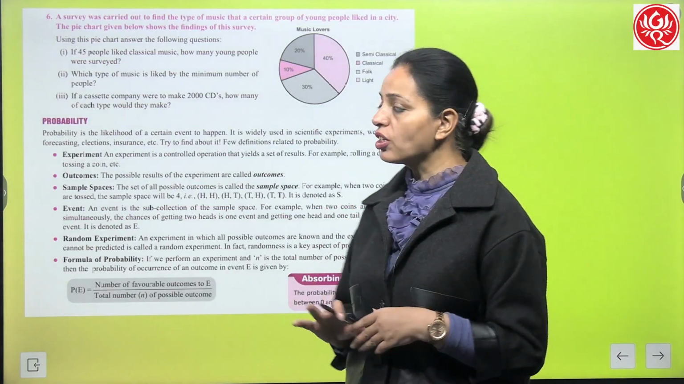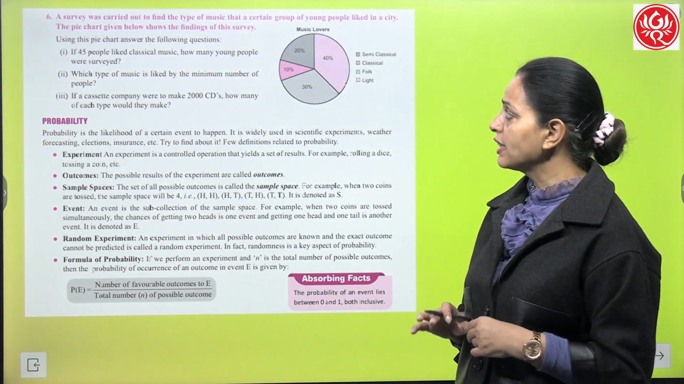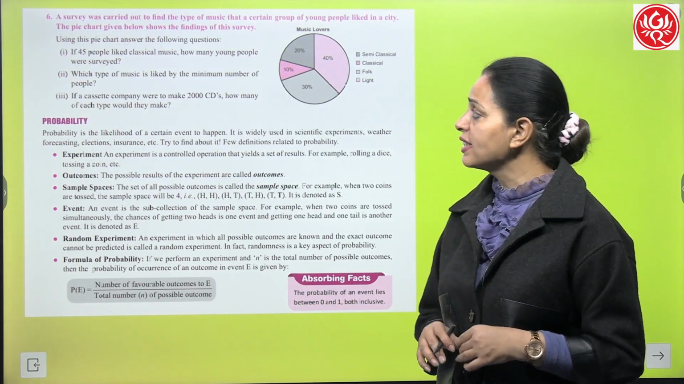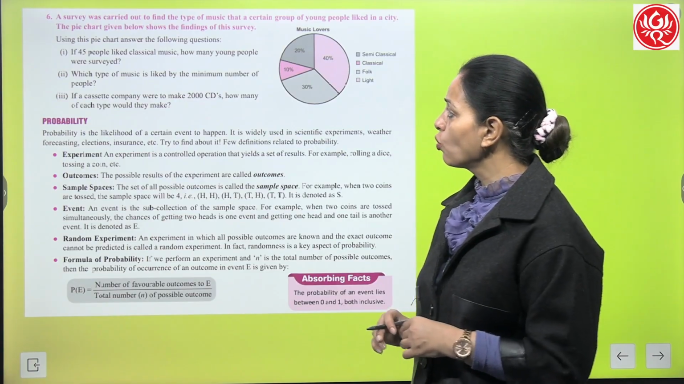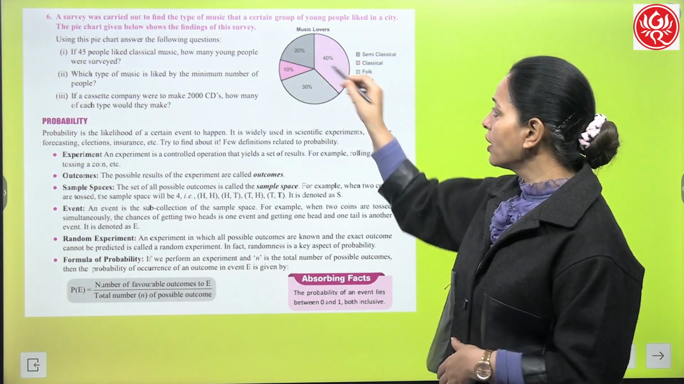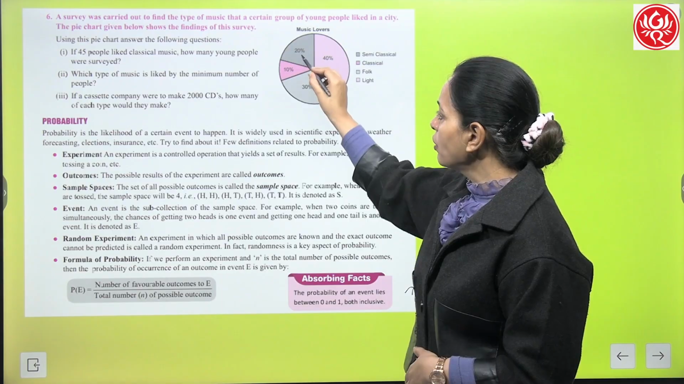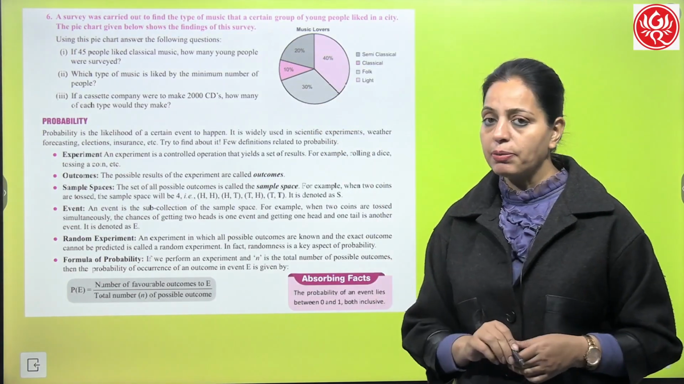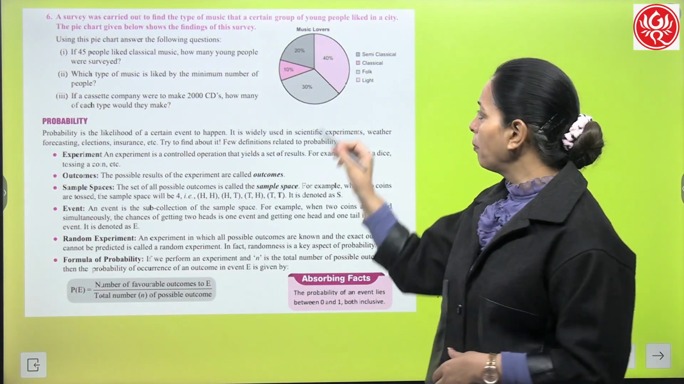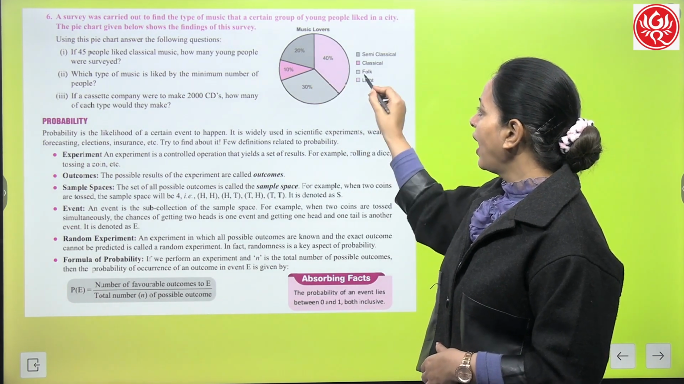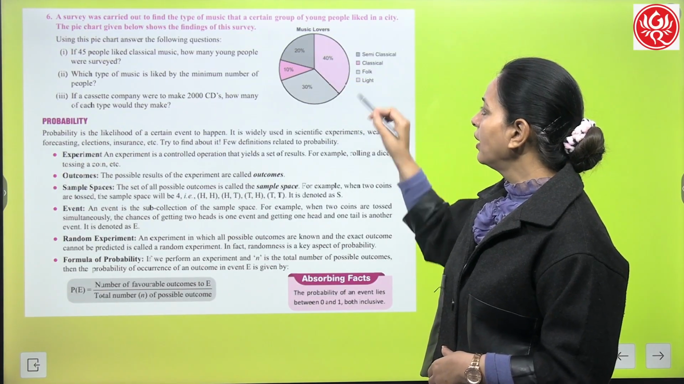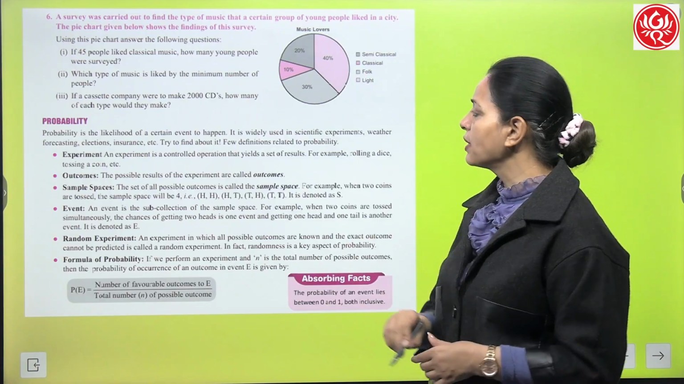Now see the sixth question. A survey was carried out to find the type of music that a certain group of young people liked in a city. The pie chart given below shows the findings of this survey. So here one pie chart is given, music lovers. Here this 40%, 20%, 10% and 30%. So here this one, this dark one means semi-classical. The pink one, that is classical. And this light grey one, that is folk. And this one light pink, that is 40%, right?